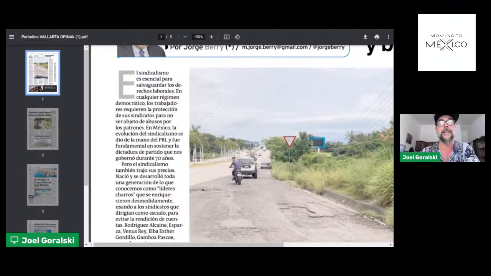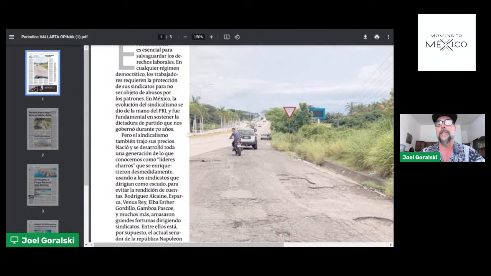Protección, protection, okay? Objeto could be object, but could also be to object. Abusos, abuse, and patrones. You can think about this, right? This is a word that might come out in English, but a patron is someone who is basically the boss. A patrón can also be someone who is a sponsor. So if I'm looking for a sponsor for my business, I am looking for a patron to sponsor my business or sponsor my evento, which would be my event. And we do that a lot with our cycling events. So you can see just in this one little paragraph, we've already found several words that you know exactly what they mean.